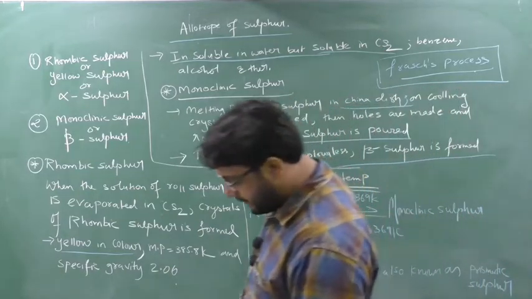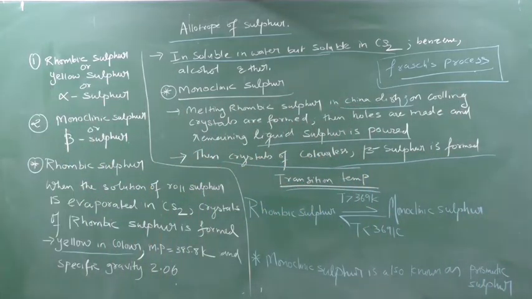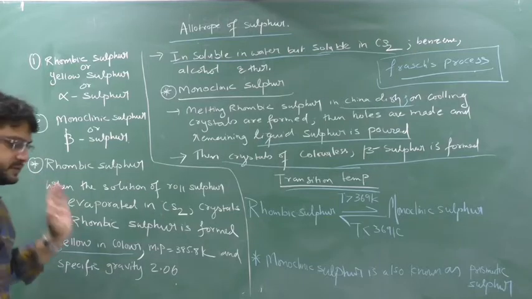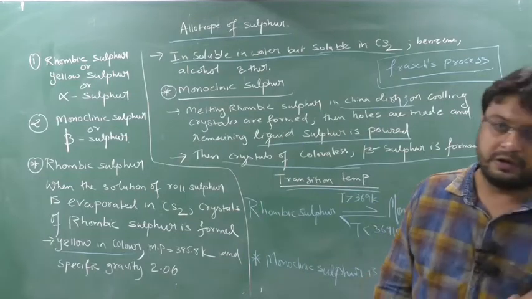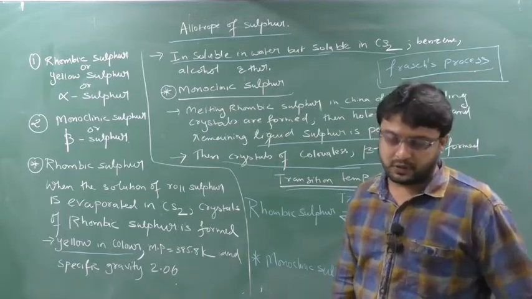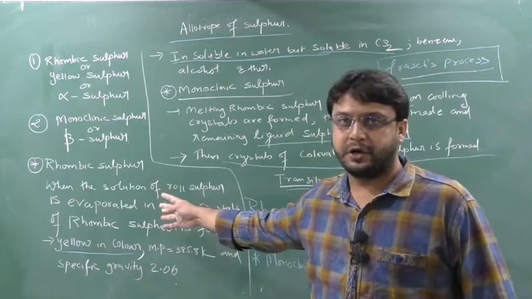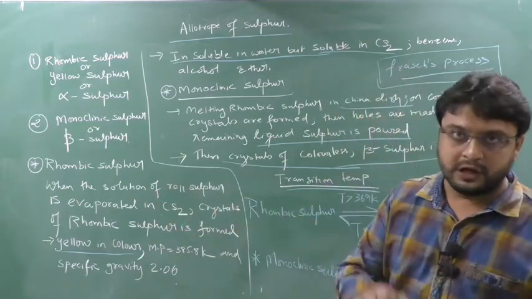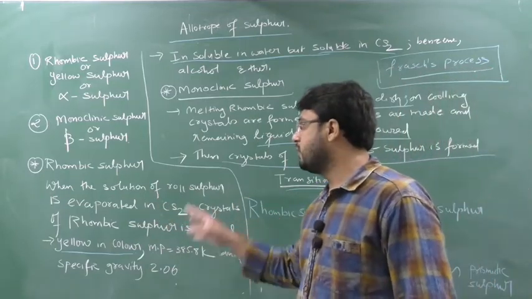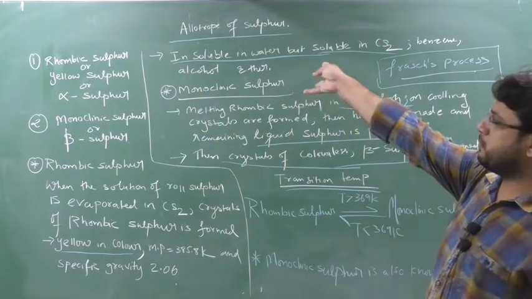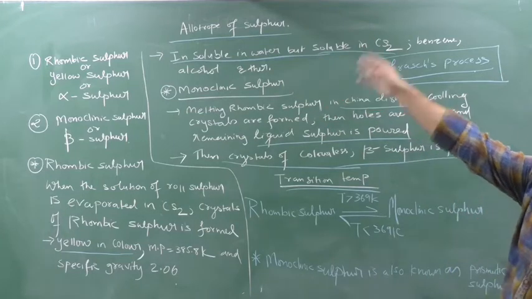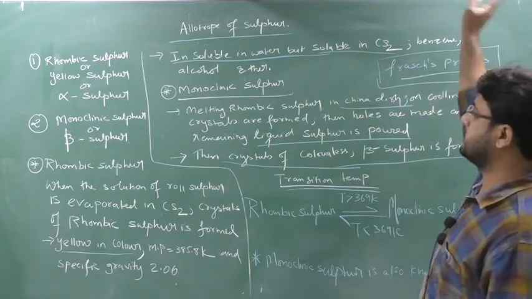Once more I will repeat, there are two kinds of allotropes of sulfur. One is rhombic sulfur, another one is monoclinic sulfur. Rhombic sulfur or yellow sulfur is alpha sulfur, monoclinic sulfur means beta sulfur. We obtain sulfur naturally from the earth crust using the Frasch process, and on cooling we obtain the rolls, known as roll sulfur. When the roll sulfur is evaporated in a solution of carbon disulfide, on cooling the crystals formed are yellow, and we say that is rhombic sulfur. That rhombic sulfur is insoluble in water, but soluble in carbon disulfide, benzene, alcohol, ether.